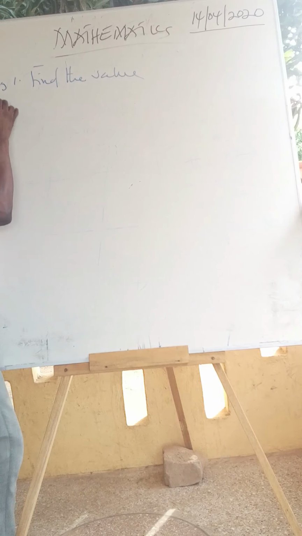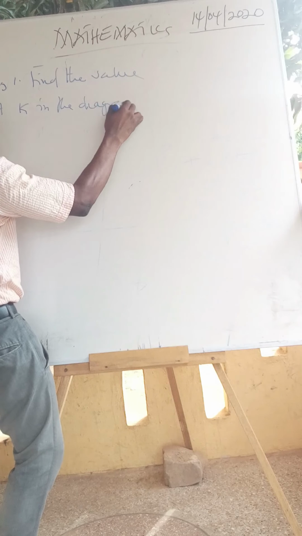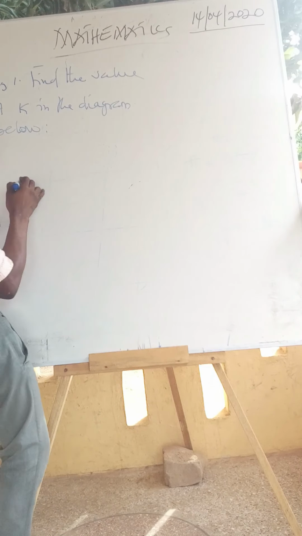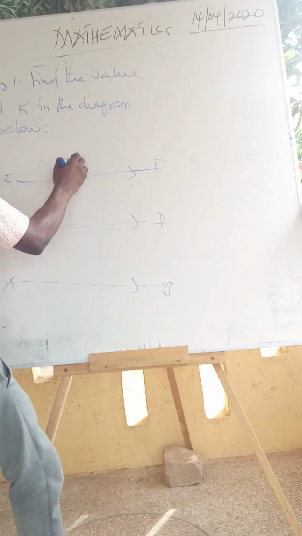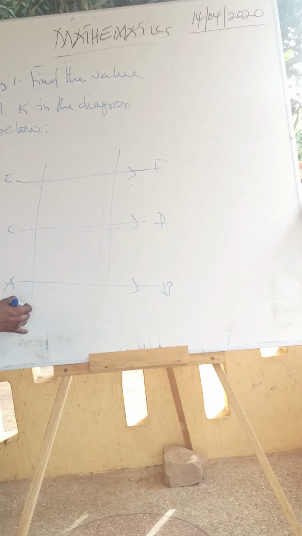Find the value of K in the diagram below. So I have my diagram. This is the diagram, as you can see on the board.